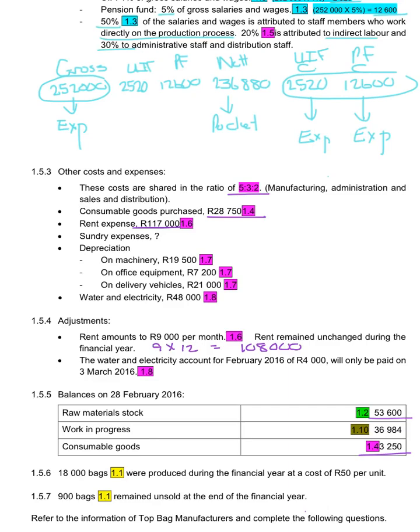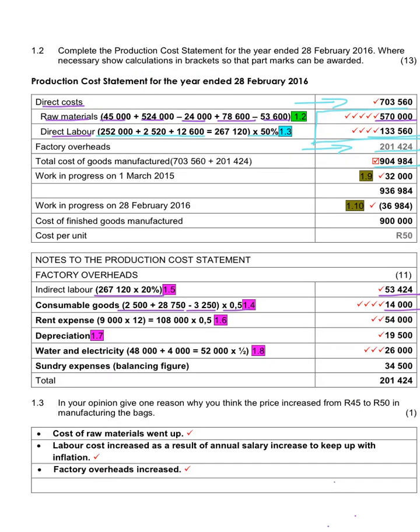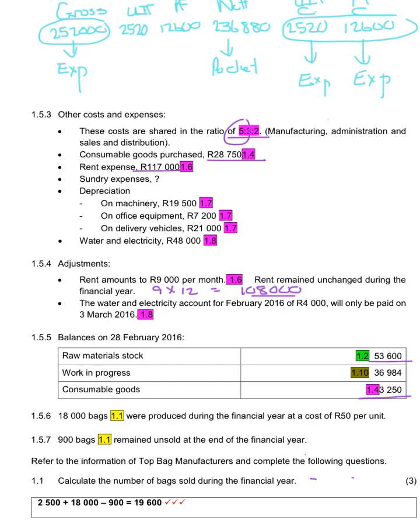You can only show the expense for the current year. The prepaid expense will be showed in the following financial year, and this 108,000 will then also be divided by 50%. So the rent for the year is 108 times 50 will give me 54,000. The sundry expenses are not provided. We will calculate that with a balancing figure.